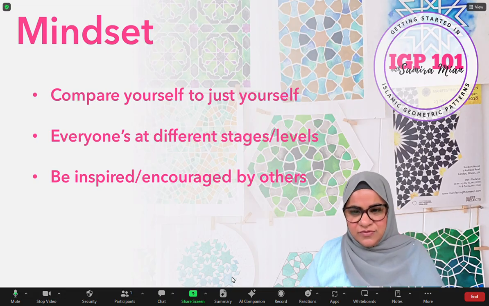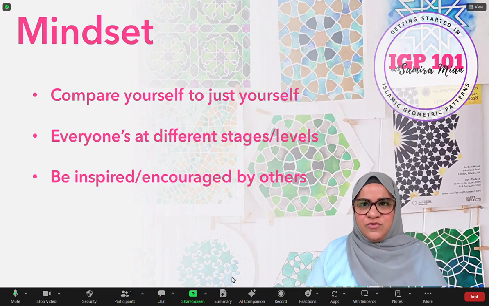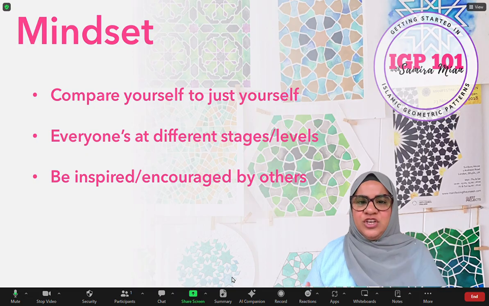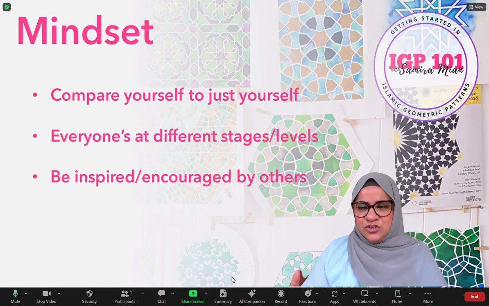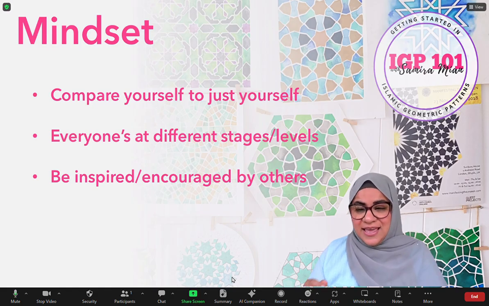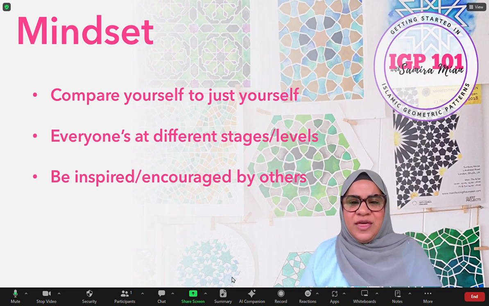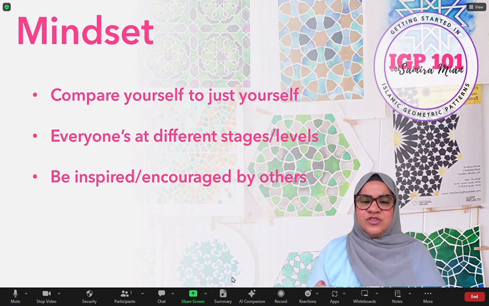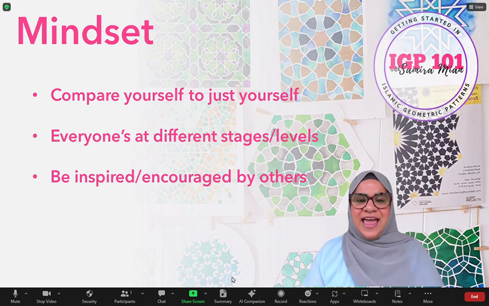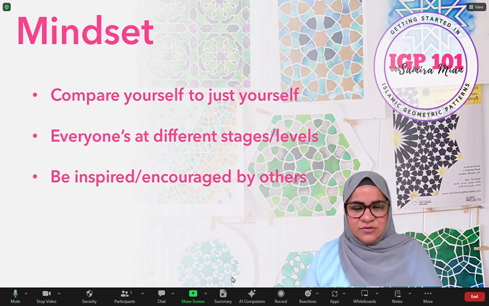Okay, another thing, compare yourself to just yourself. So when you first start off, if you think about how far you've come and how much better you are at being able to see and draw, your accuracy, it's not linear, by the way, so there will be ups and downs along the way, but you will then get such great confidence from your own progress.